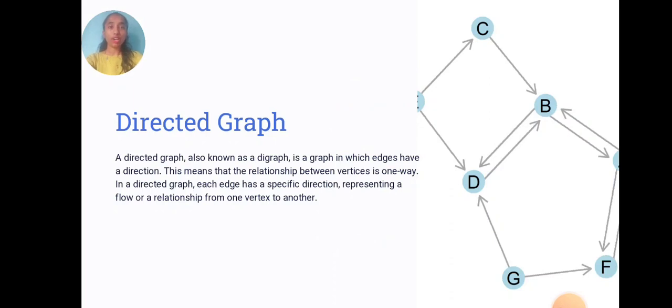Next, directed graph. A directed graph, also known as a digraph, is a graph in which edges have a direction. This means that the relationship between vertices is one way. In a directed graph, each edge has a specific direction representing a flow or a relationship from one vertex to another.